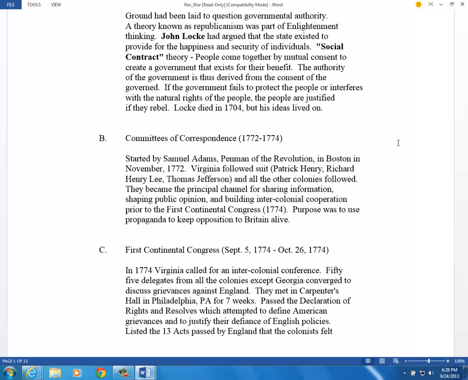What else happened in here? Trenton. Trenton and Princeton. Again, this may have actually saved the war.